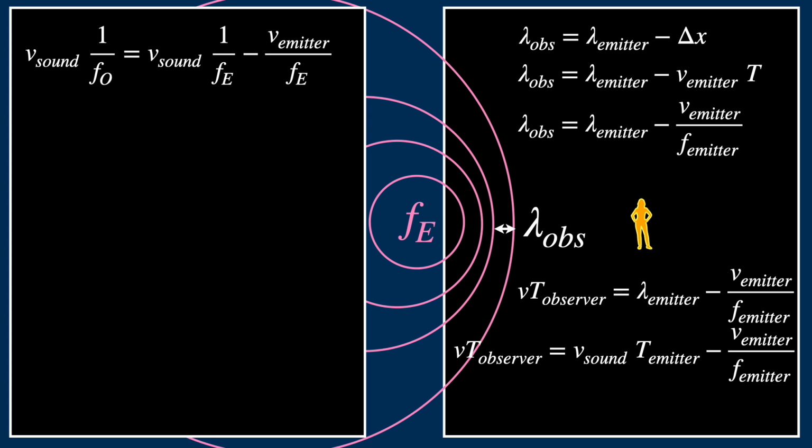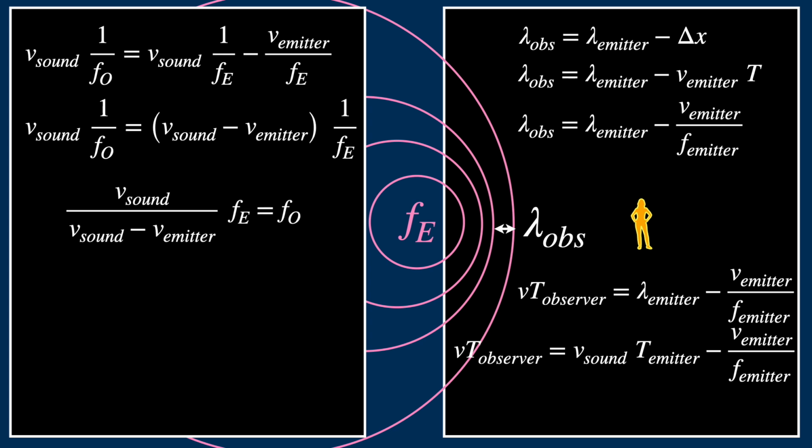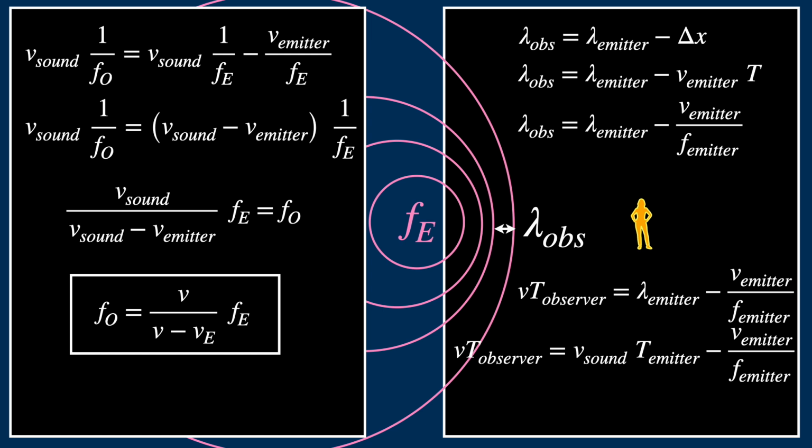I can rearrange the right-hand side of this equation because I can factor out 1 over f sub e. Then I can multiply f sub e from the right to the left-hand side, and f sub o, which is divided on the left-hand side, I can put on the right-hand side. Finally I get that the frequency measured by the observer is the frequency of the emitter multiplied by v over v minus v_e, where v is the velocity of the sound and v sub e is the velocity of the source, the velocity of the emitter.